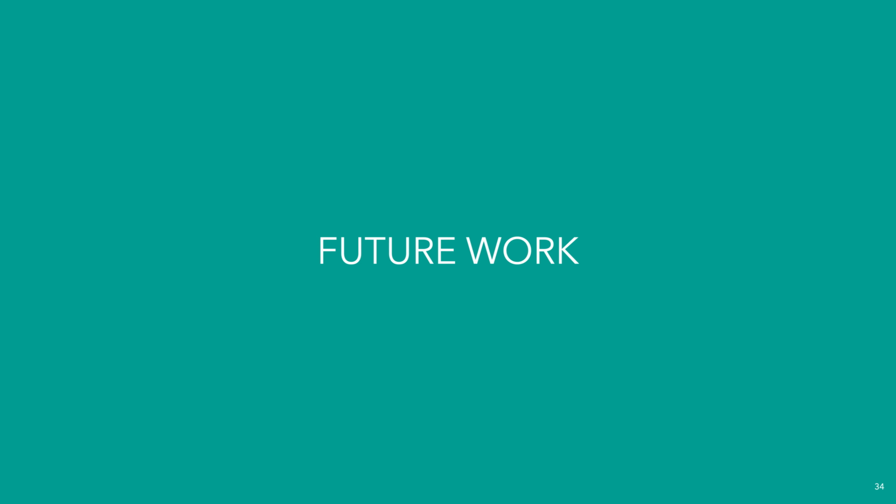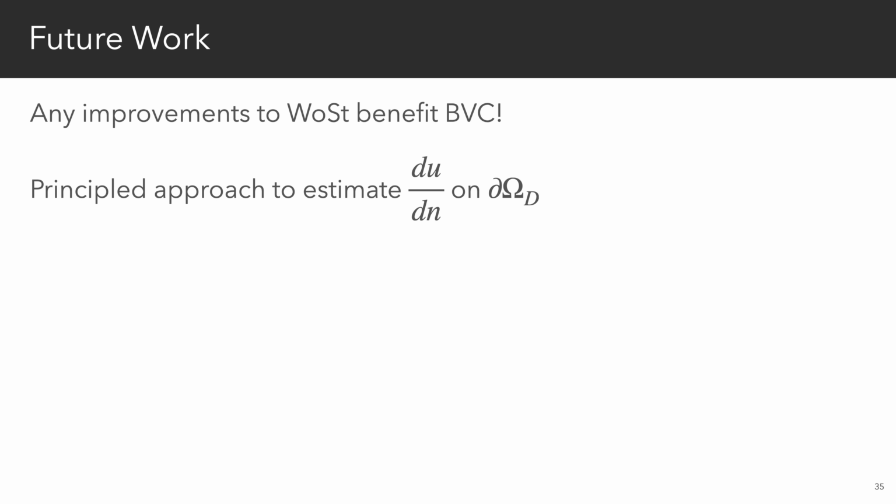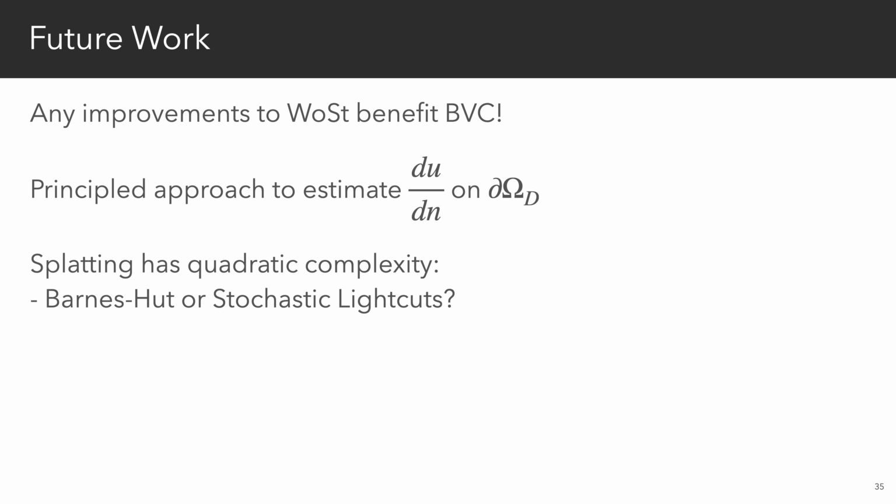Now, there are a number of ways in which our method can be improved. For instance, we'll benefit directly from any improvements to the walk-on stars algorithm because we rely heavily on it as a subroutine. Our results should have lower error with a more principled approach for estimating normal derivatives on the Dirichlet boundary. Evaluating the boundary integral equation inside the domain currently suffers from quadratic complexity, so incorporating techniques such as Barnes-Hut and stochastic lightcuts should significantly improve performance.